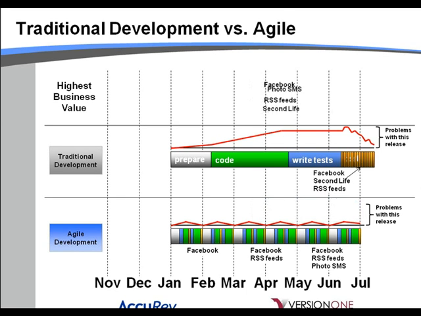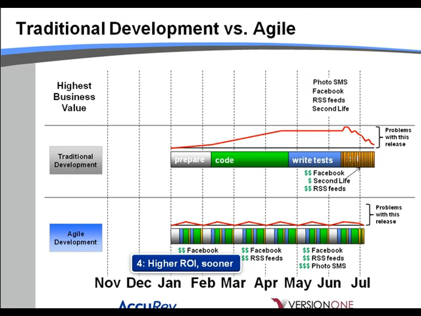Okay, so now at the end, we have more of what the customer or the market wants. So that's the last advantage. I've got more ROI, and I can start realizing it sooner if I ship every month or every 2 months or a shorter period of time. You don't have to, because the value you get at the end is going to be much higher. Remember, in the traditional development, they thought there was a lot of value in Facebook, Second Life, and RSS feeds. Turned out not to be the case at all. There's much more value in Facebook, RSS feeds, and photo SMS.